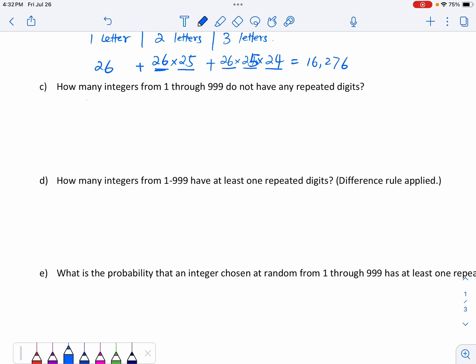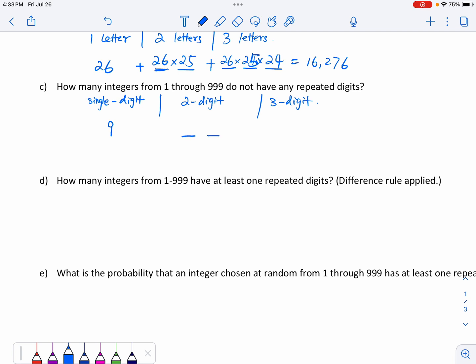So let's look at those. Single digits, 2 digits, and 3 digits scenarios. For single digits, because we start from 1, not 0, there are only 9 possible numbers. And because it's a single digit, you don't have any repeated digits. So just 9 numbers.